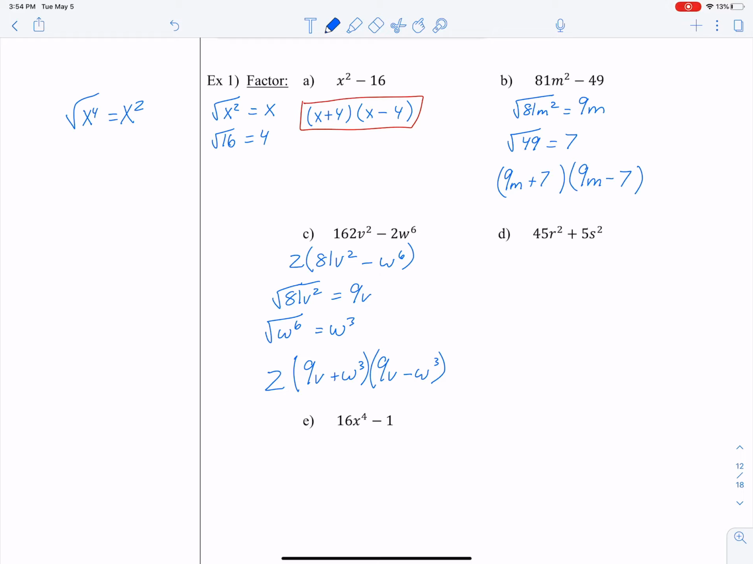Okay, so here I removed the greatest common factor. Okay, so that's important.